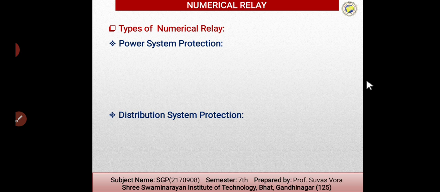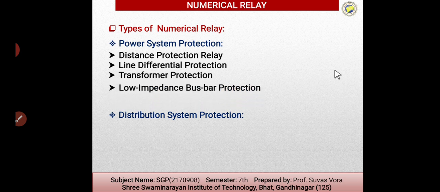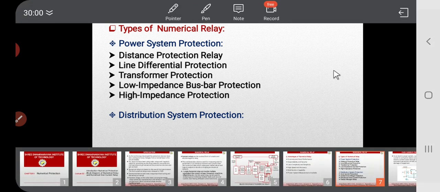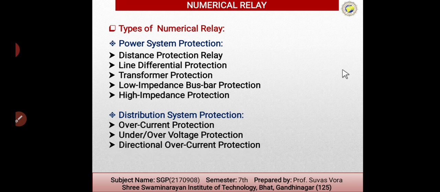Now the types of numerical relay. There are basically two types of numerical relay: power system protection and distribution protection. In power system protection, we consider distance protection, line differential protection, transformer protection, low impedance protection, and high impedance protection. On the other hand, distribution system protections are: the first one is overcurrent protection, then under/overvoltage protection, directional overcurrent relay, and the last one is the feeder manager relay. So these are the types of numerical relays.